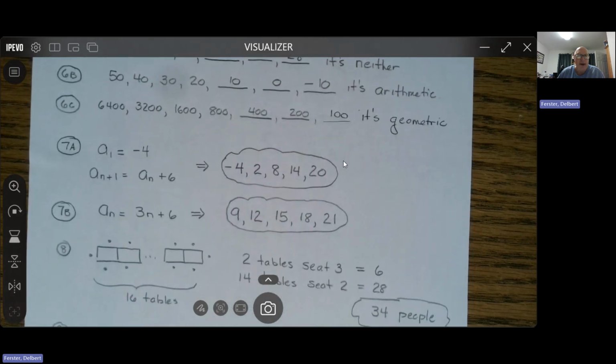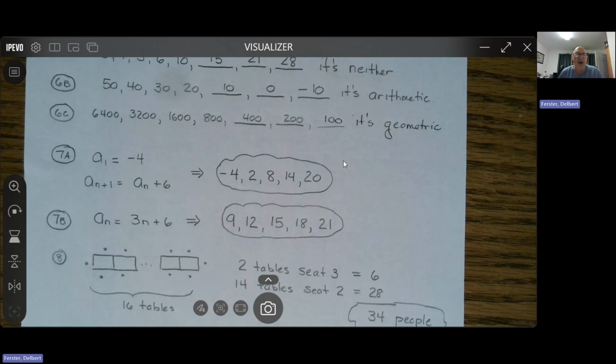Number 7, we're writing terms for sequences. 7A is a recursive form. First term is given at -4. The recursive rule says we'll find subsequent terms by taking the term that we have and adding 6. So we'll take the first term, which is -4. We'll add 6, and that will create our second term, which is 2. Then we'll take our 2, and again, we'll add 6, because that's the recursive rule.